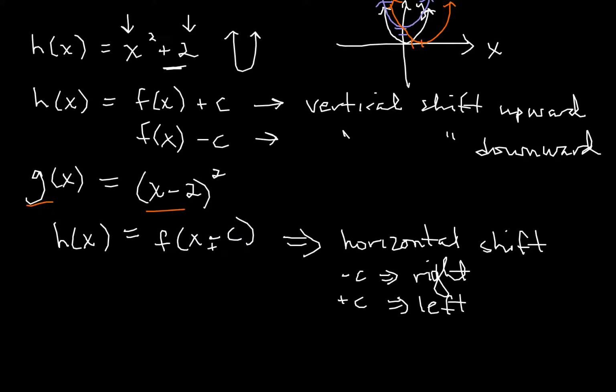So if it's a minus, see how it's inside the function? Up here, it's outside of the function. Down here, it's inside of the function, so it's going to shift left to right. Now we're going to do that with every function, whether it's cubic, whether it's absolute value. If you're adding or subtracting anything on after the function, it goes up and down. If you add it inside of the function, it's going to go left or right. So let's try a couple examples of these.